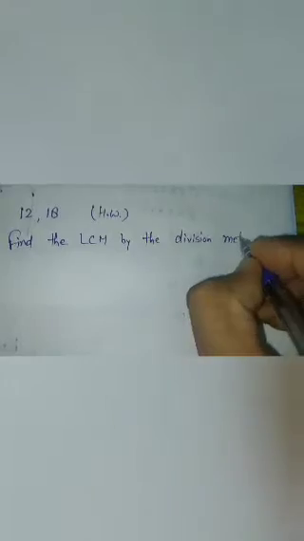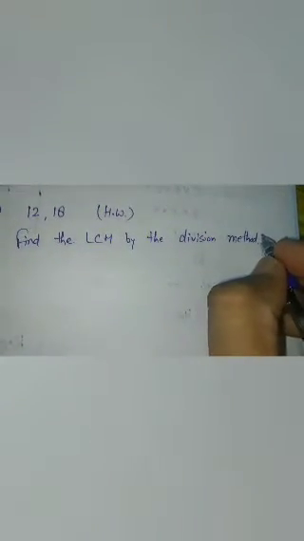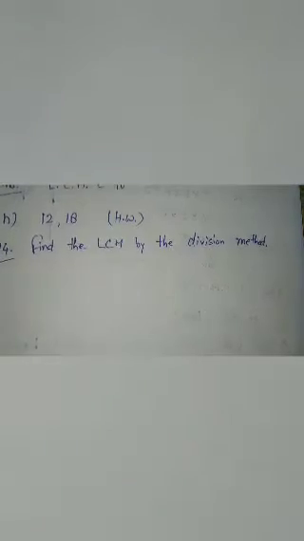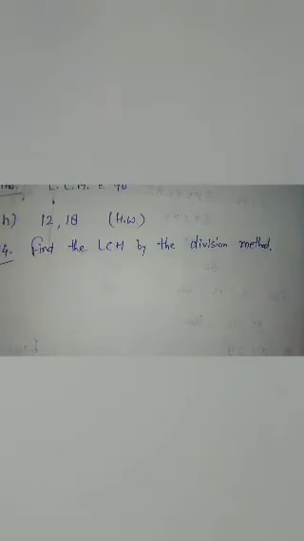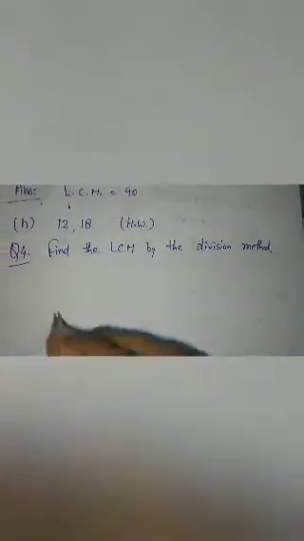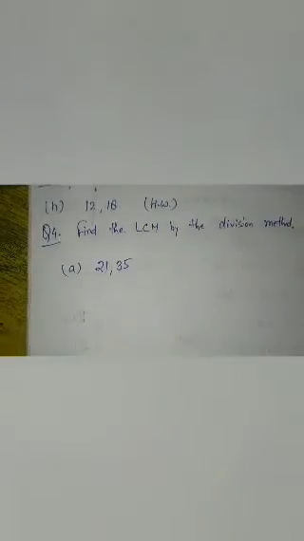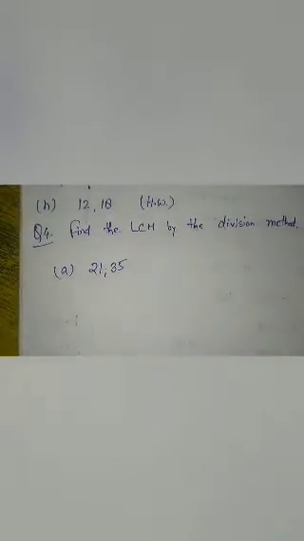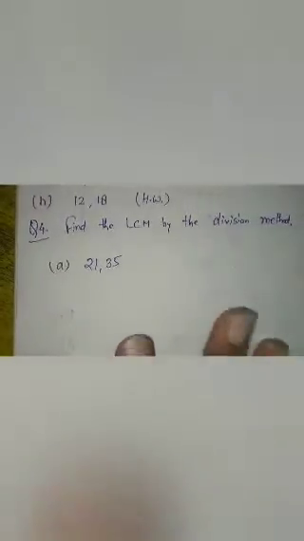In question number 4, it has been given: find the LCM by the division method. In the previous question you solved it on the basis of the prime factorization method. Now this is the method based on division. Okay, so remember and listen carefully and look here. In the A part of question number 4, 21 and 35 have been given. So look here, how can we find the LCM? You can use the division method on your fair side.